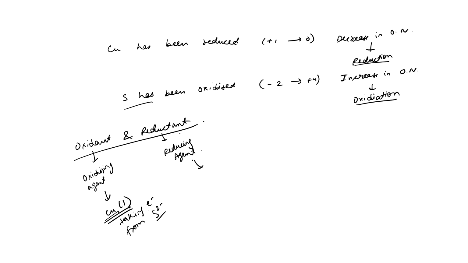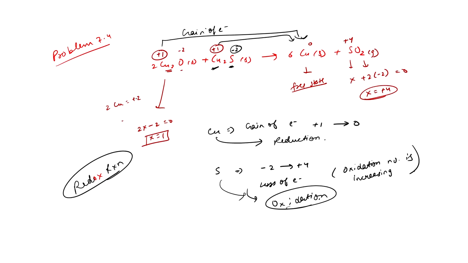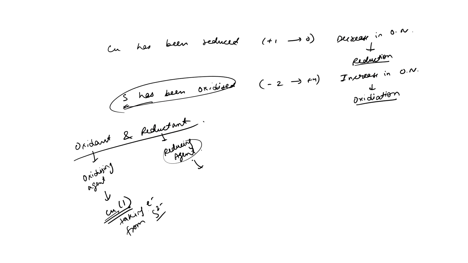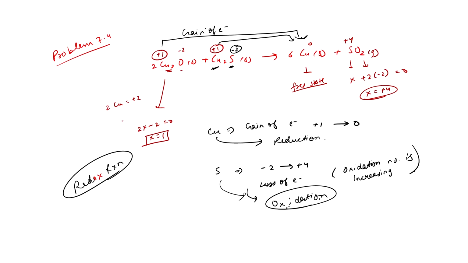Now, for the case of sulfur, for the reducing agent we have to see which has been oxidized. Sulfur is oxidized, okay. But it is S2 minus that has been oxidized, so the reducing agent is S2 minus. So, just see that copper 1 plus is getting reduced to copper 0, and sulfur is getting oxidized from -2 to +4.